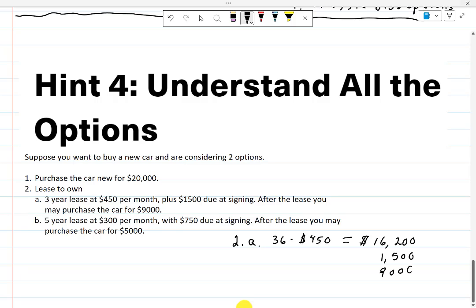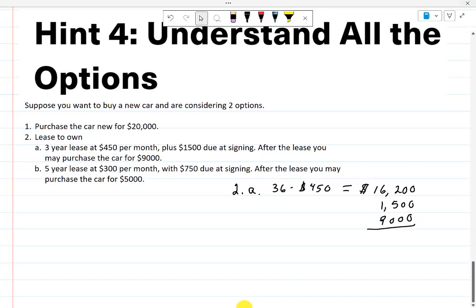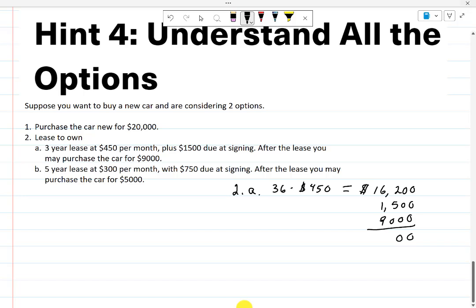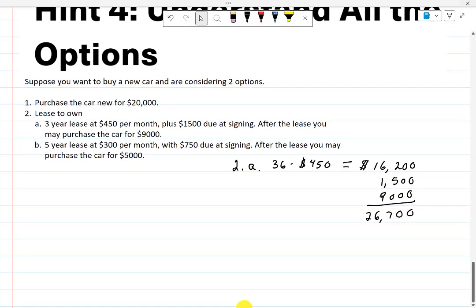So I'm calculating the total amount the car would cost under this scheme. And I've got $26,700. Certainly more expensive than the $20,000 if you just buy the car. Let's take a look at B. We have 5 years, so that's 60 months times $300 per month. I happen to know that that's $18,000. Then we only had $750 due at signing, and then we could buy the car for $5,000.